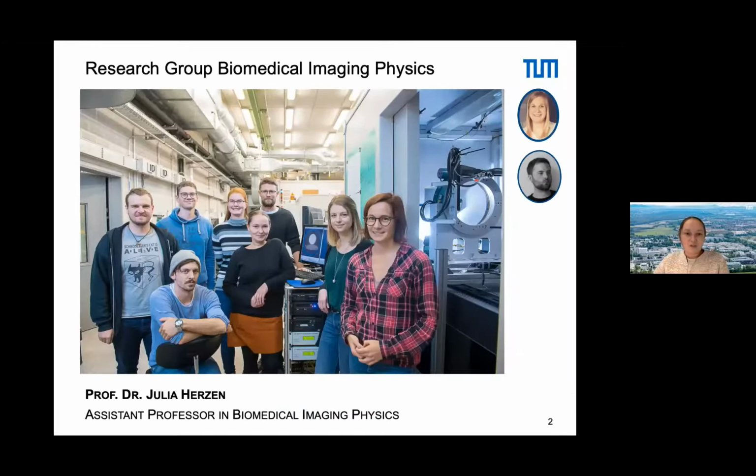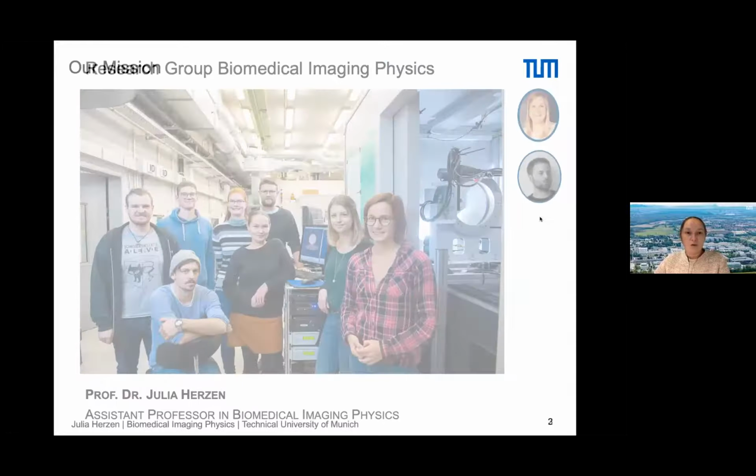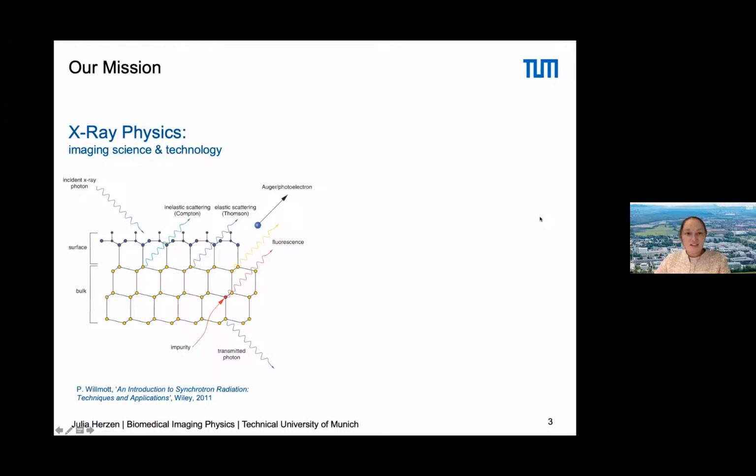Let me just start to introduce my small group. It's a research group of biomedical imaging physics. It's about 10 people altogether, master students and bachelor students, which quite often change. But I have 5 PhD students in my group and a postdoc here, Lorenz. So we are working on our mission, and this is mainly taking the X-ray physics, so imaging science and technology.